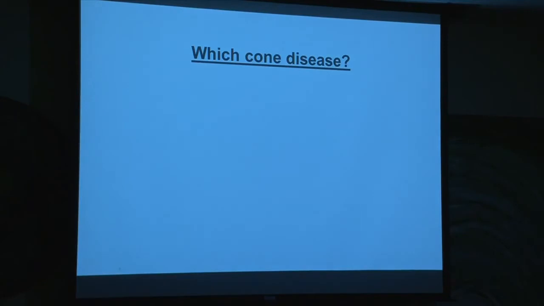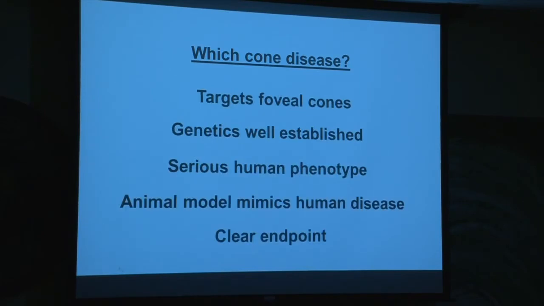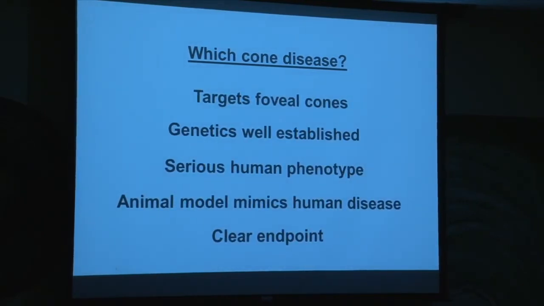Okay. What cone diseases are important to think about treatment for? The criteria are really pretty obvious again. We want a gene that targets foveal cones. The genetics needs to be well established. It should have a serious human phenotype, as it should have a blinding phenotype. We'll talk about one phenotype in cones that isn't a serious disease, but there's a reason for that. And the animal models for that specific cone disease need to mimic as much as they can the human disease.